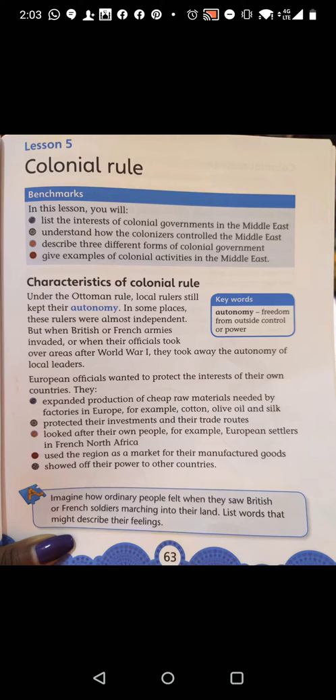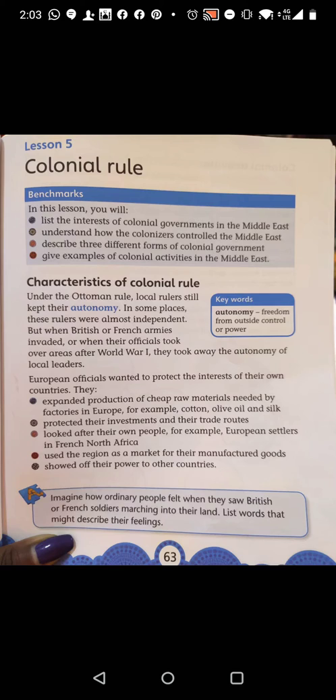So, some of the characteristics of colonial rule. Under the Ottoman rule, local rulers still kept their autonomy. You can see the key word there, autonomy: freedom from outside control or power. So they kept themselves free from anyone else being able to have power over them or control. In some places, these rulers were almost independent.